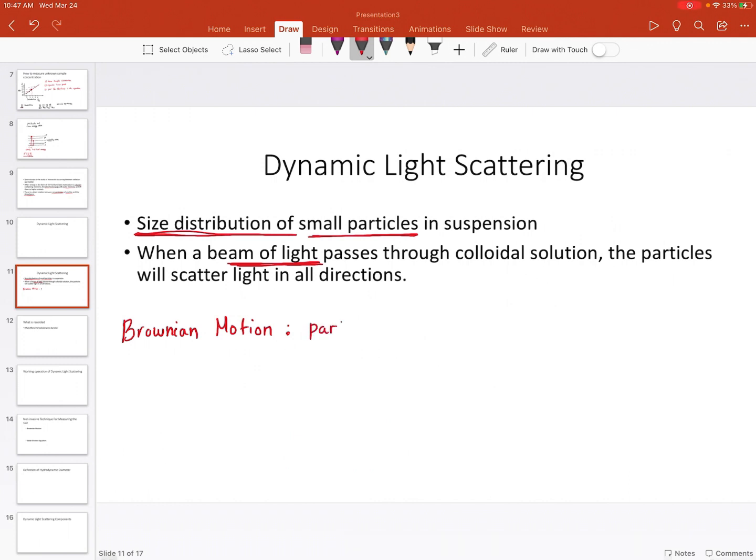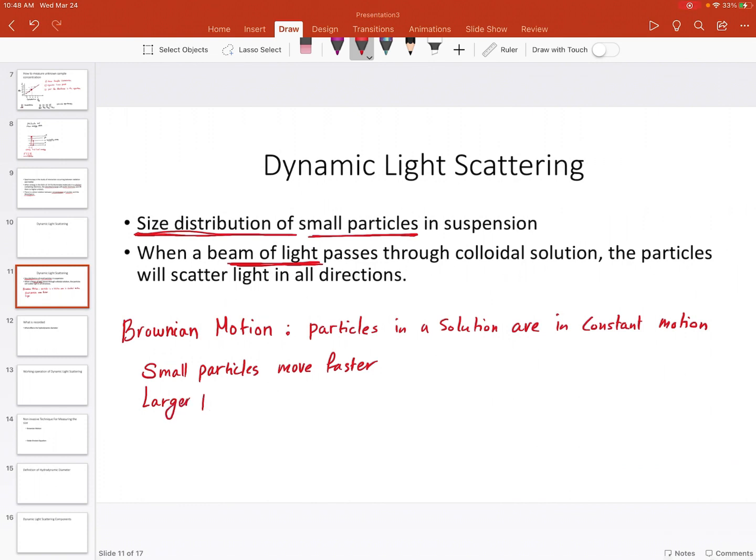Brownian motion: particles suspended in a solution are in constant motion, and small particles move faster and larger particles move slowly.